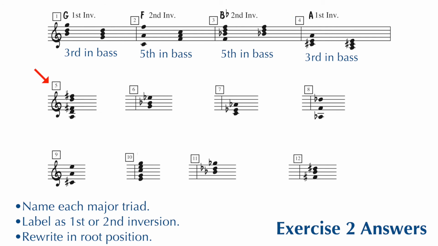Number 5, we have more than 3 notes, so you know there's going to be some note doubling. The upper 2 notes, the D and the F sharp, can be taken away because they also appear an octave lower.